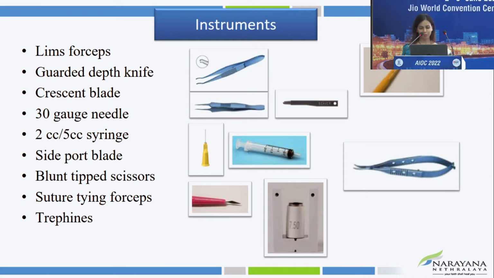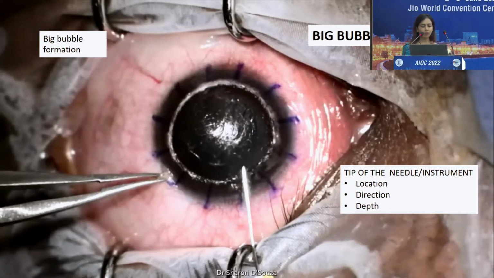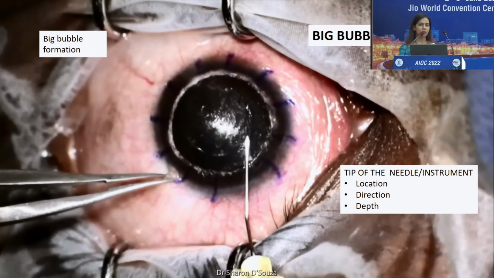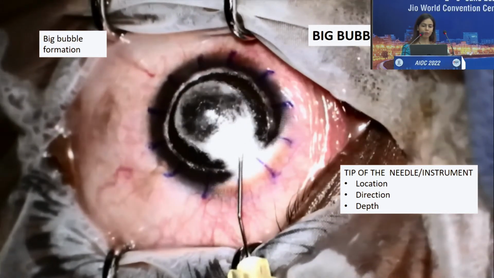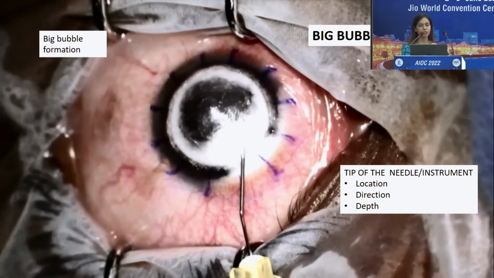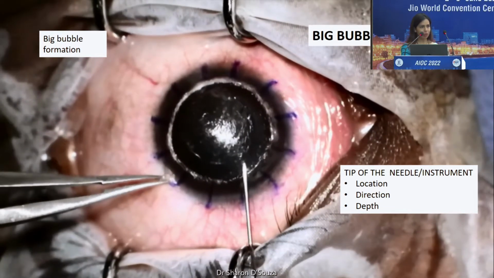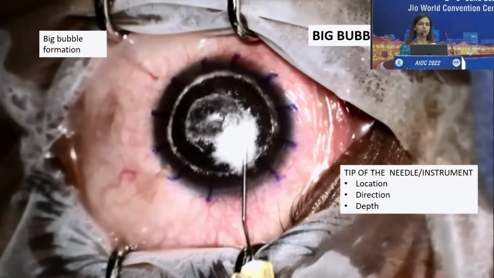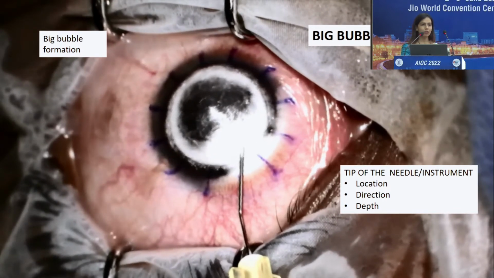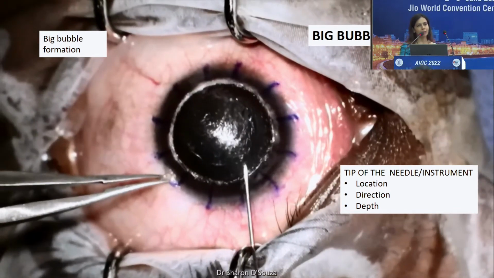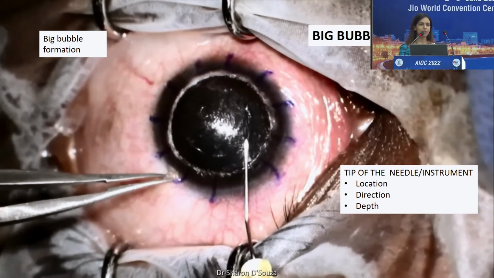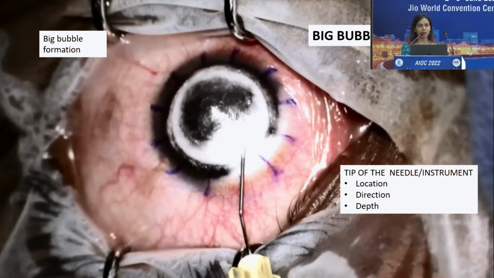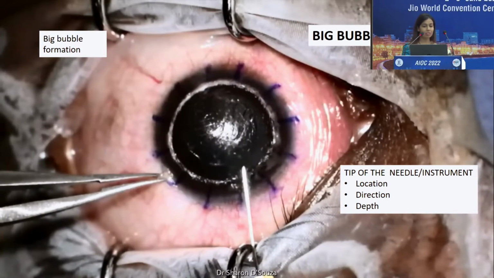So when we are planning the big bubble, very important to remember if you're using a needle or a cannula. It's important to remember, especially when you're using the needle, what is the location of your needle, what is the direction of your needle, and the depth. So when we mean location, you try not to be too peripheral. You need to be directed towards the center, and of course the depth, because if you're too superficial, you're going to get a lot of emphysema and not the big bubble, which is usually formed between the stroma and DM endothelium complex or the pre-Descemetic layer, depending on the type of bubble.